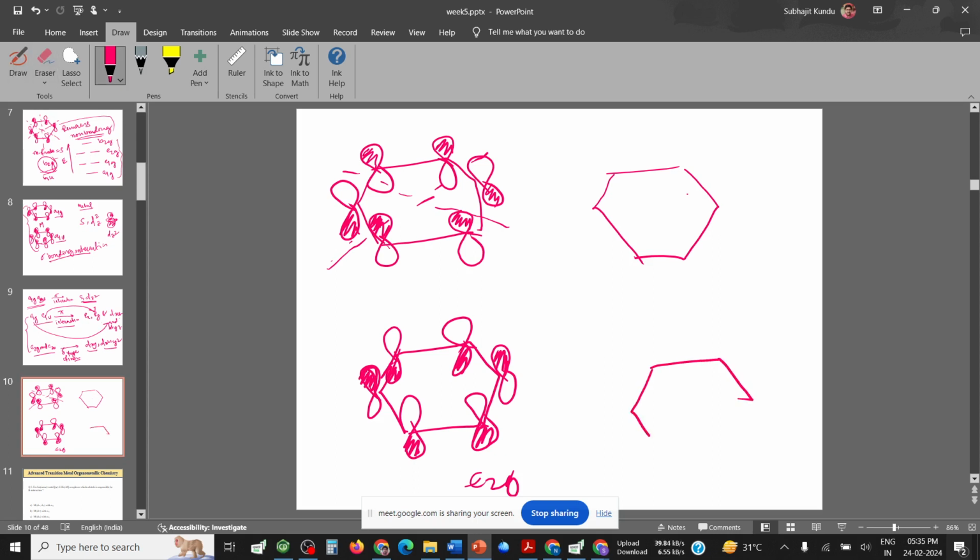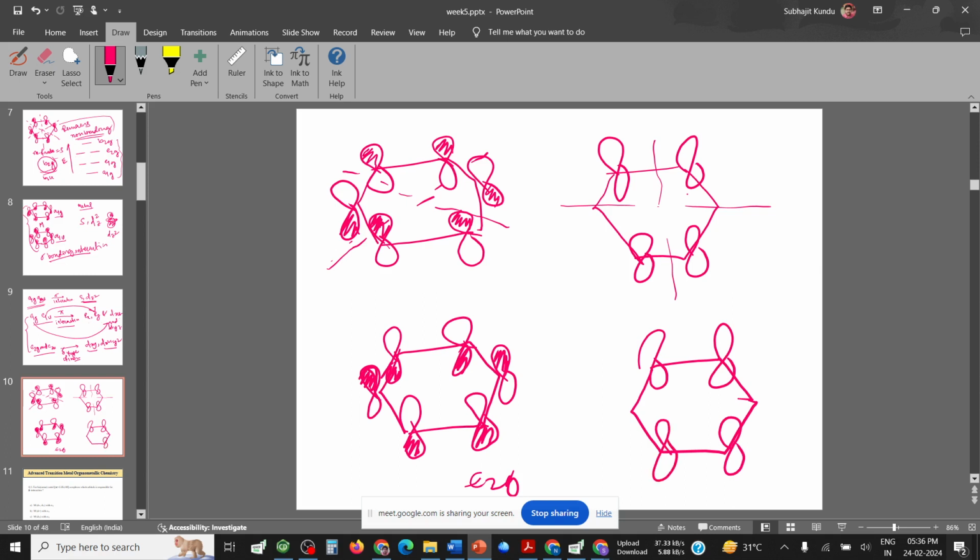Another combination will be where the node is with these and these. So there the combination is like this and like this. If we start like this, then this above one will go to the below side, and the below one will go to the upside, and this up one will go below.